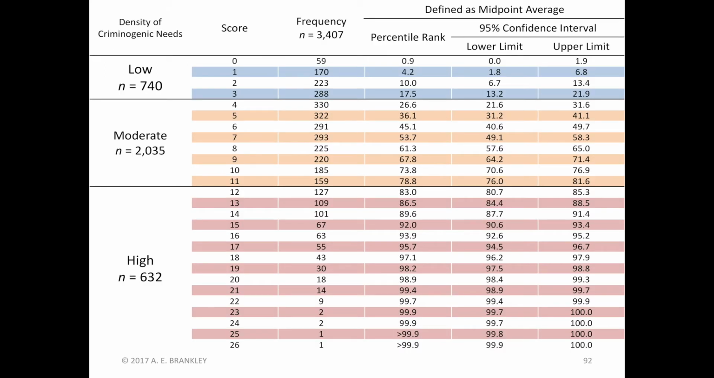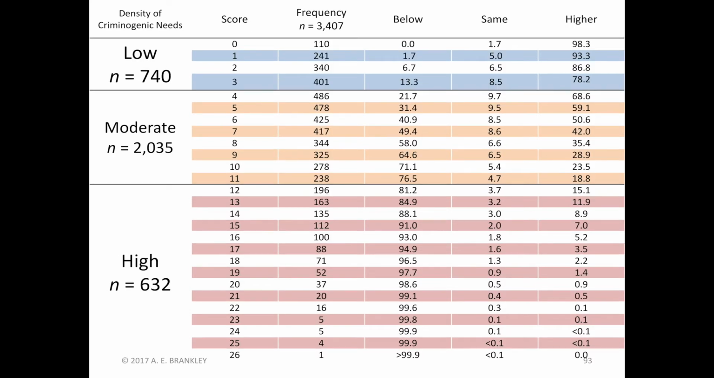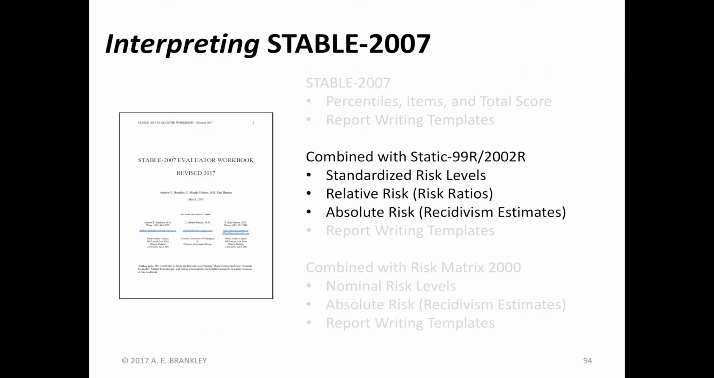So this chart is similar to the one you saw before, but the right-hand side has been replaced with the percentiles defined by the midpoint average. If you are going to only use one kind of percentile in your trainings or reports, we suggest you use these. If you want to go into more detail, you can also describe the number of people who score below, at, or above a given score. These are best used to supplement the percentiles defined by midpoint described previously.